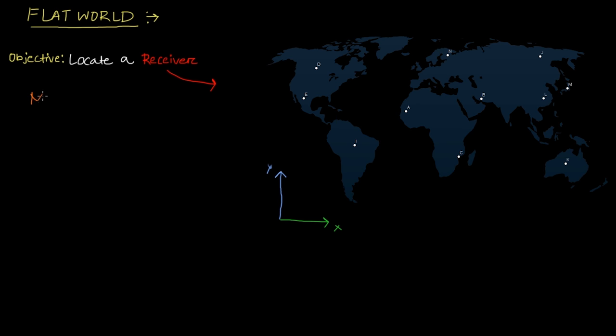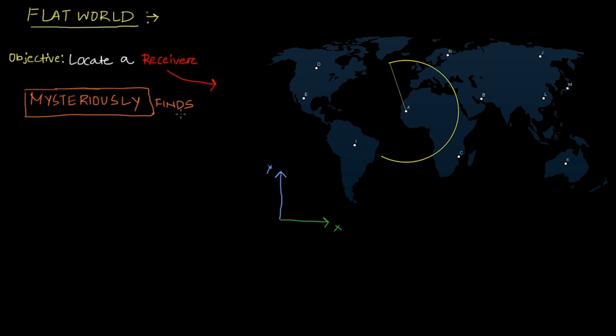One of these stations, say Station A, somehow mysteriously, yes, mysteriously, we'll come to this mystery part later. But let's say somehow mysteriously, Station A tells me that the receiver is at a distance of 3,000 kilometers from it. Well, this yellow line represents 3,000 kilometers. If that's true, then the receiver could be anywhere on this circle, which has a radius of 3,000 kilometers centered at Station A.